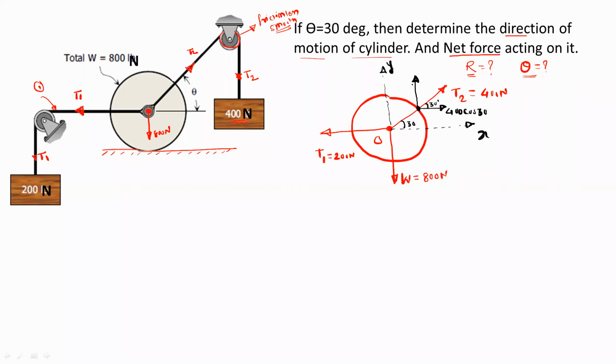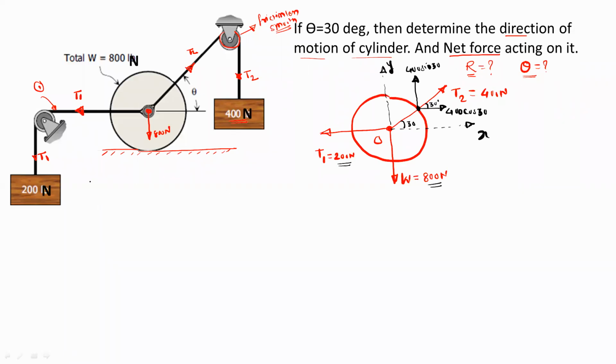This is 400 cos 30 and the y component will be 400 sin 30. Then tension T1 acts along the negative x-axis, so there is no need to resolve the force. This T1 is nothing but the x component. Similarly, the weight of 800 Newton acts along the negative y direction, so 800 Newton is nothing but the y component.